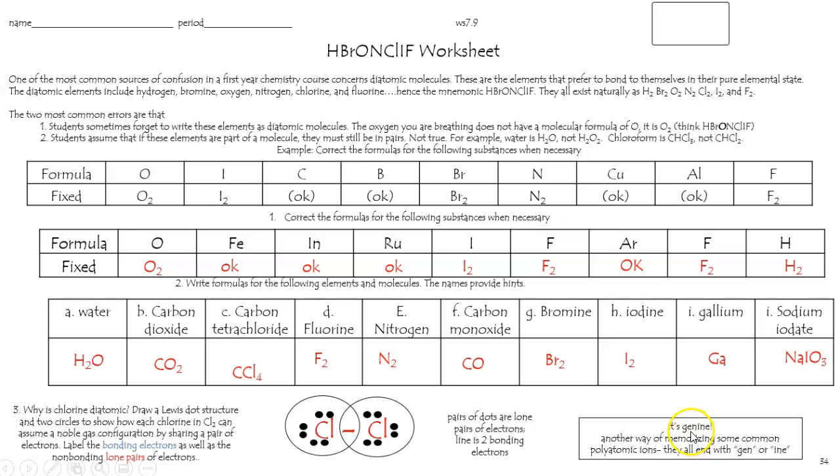Anything that ends with "gen," like oxygen, or "ine" like fluorine, will be diatomic. This is the HBrONClIF worksheet.